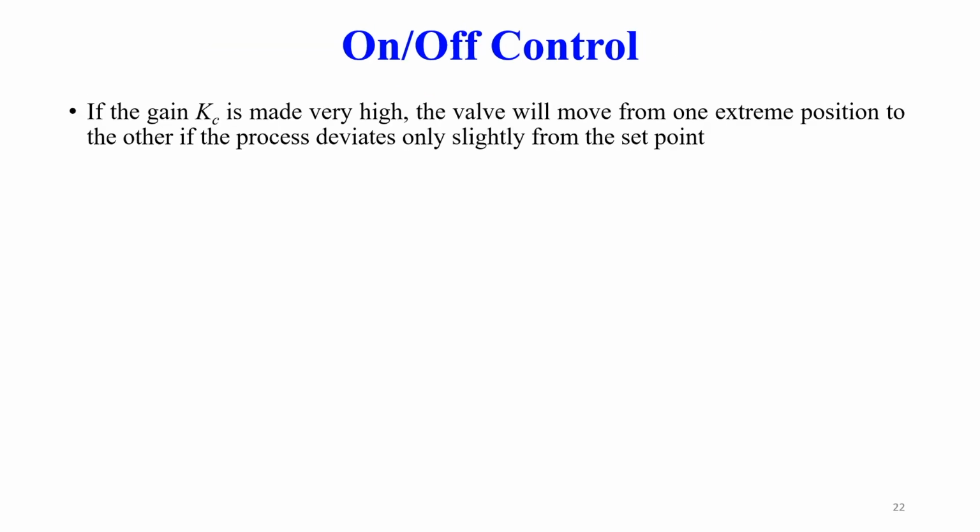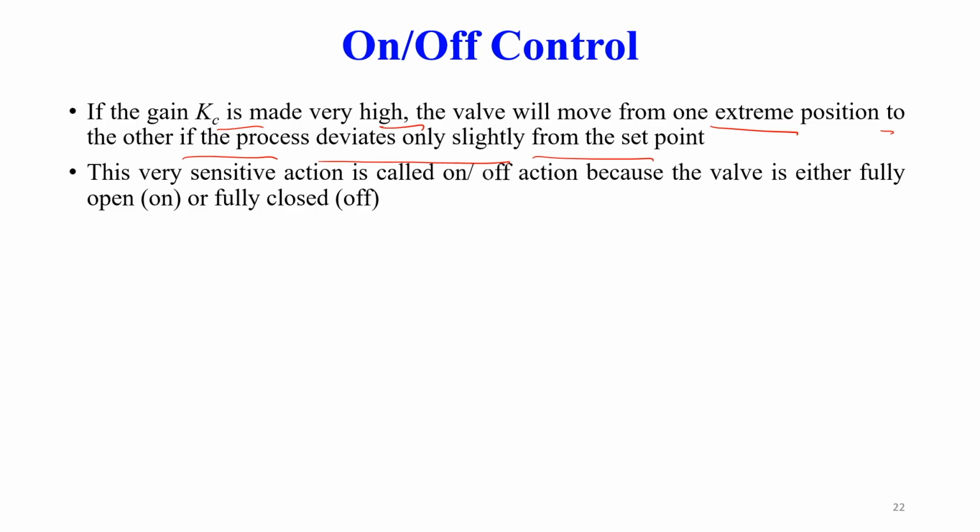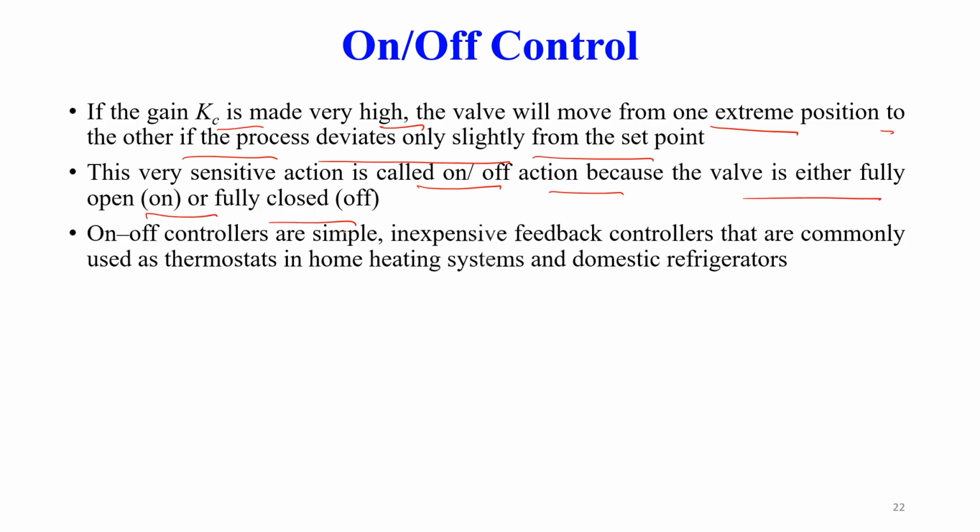So, one more controller, that is the on-off control. If you remember, in the case of proportional control, if the gain value is very high, then what will happen? The valve will move from one extreme position to the other if the process deviates only slightly from the set point. So, this is particularly on-off control. In this case, either it will be open or it will be closed. This is a very sensitive action, called on-off action, because the valve is either fully open or fully closed.